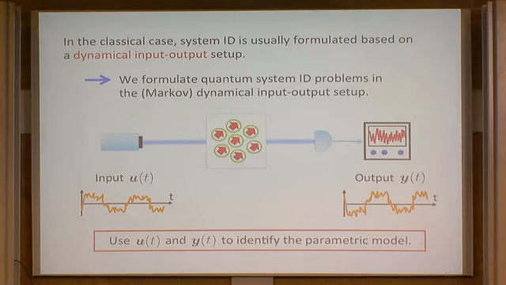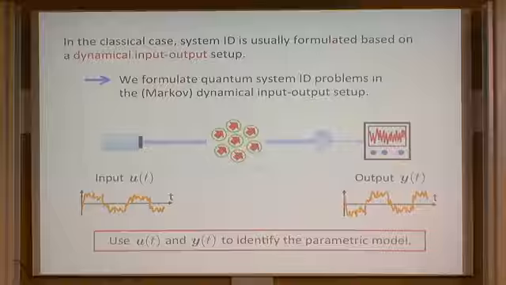It would be good if we formulate the quantum system identification problem in the Markovian dynamical input and output setup as well, because then we can expect that some nice methods from the classical case could be applied to the quantum case as well. And actually, this is true.